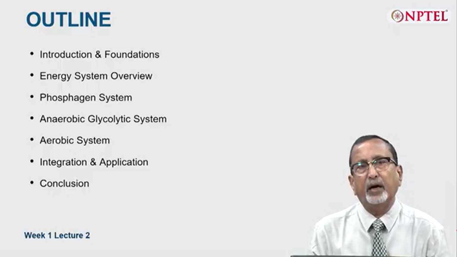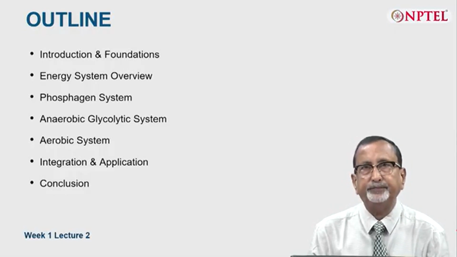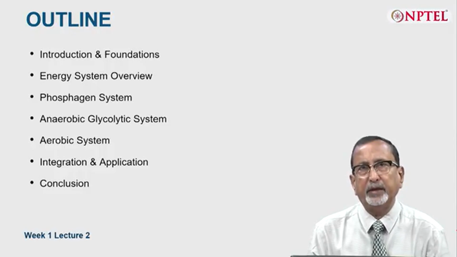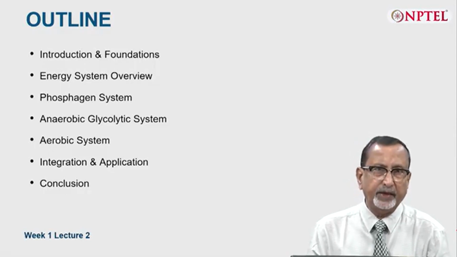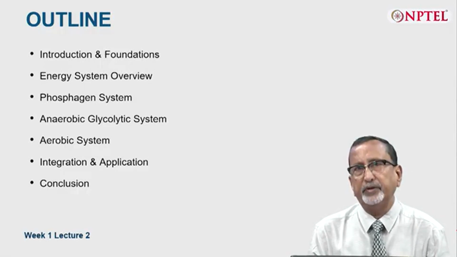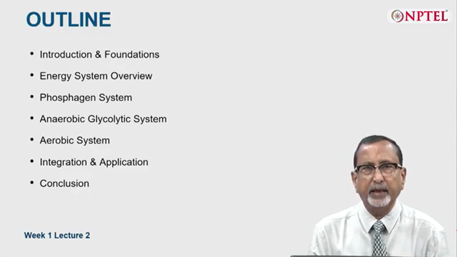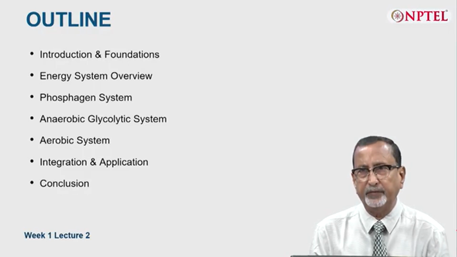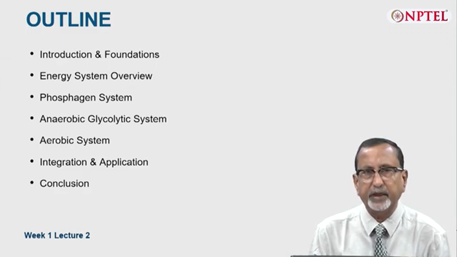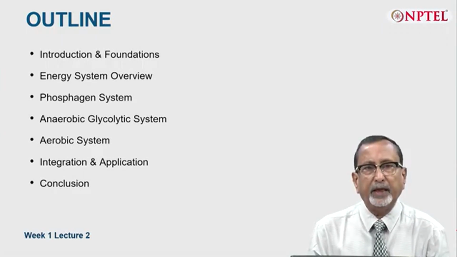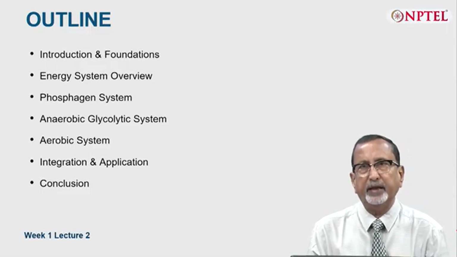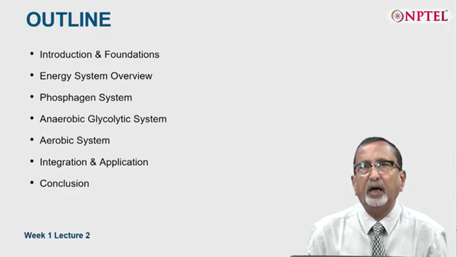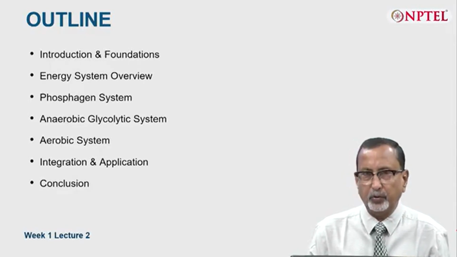And then we will also discuss the aerobic system, where liver and muscle glycogen break down to glucose and then to pyruvic acid. The pyruvic acid is then converted to acetyl CoA, which enters the TCA cycle and generates ATP oxidatively inside the mitochondria through the electron transport chain. We will also have the integration and application of these three systems, and then, based on that, the conclusion of the whole session.